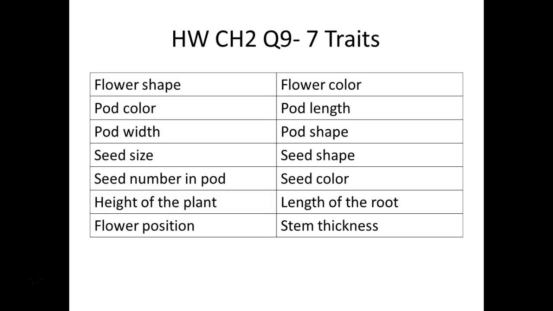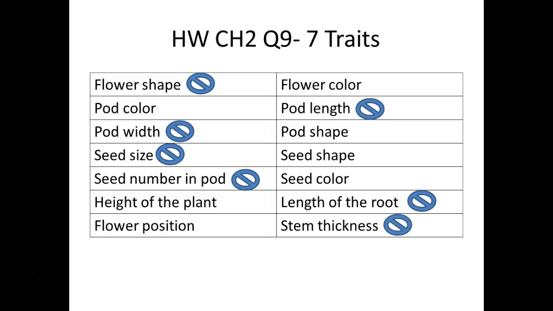So remember, what 7 traits are we looking at? Are we looking at flower shape or flower color? Color. Pod color or pod length? Pod color. Width or shape of the pod? Shape. Seed size or seed shape? The seed number in the pod or seed color? Color. Height of the plant or length of the root? Height of the plant. Flower position or stem thickness?